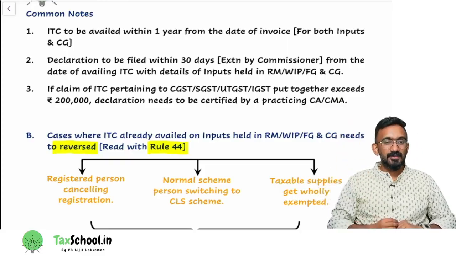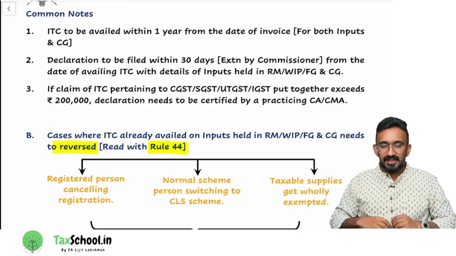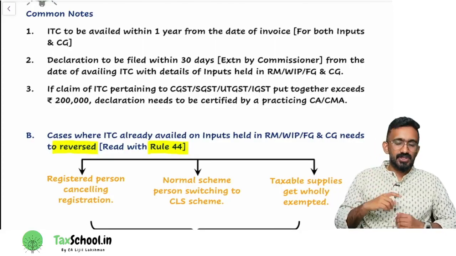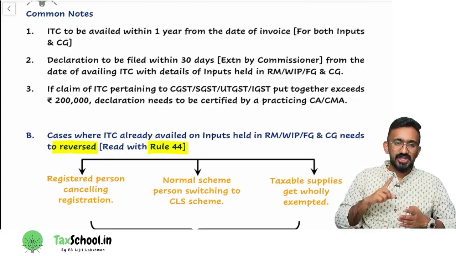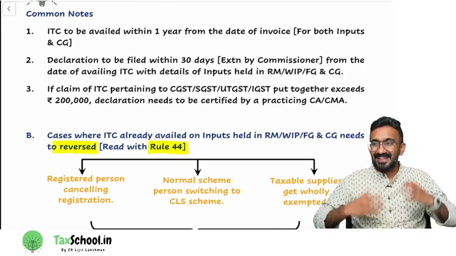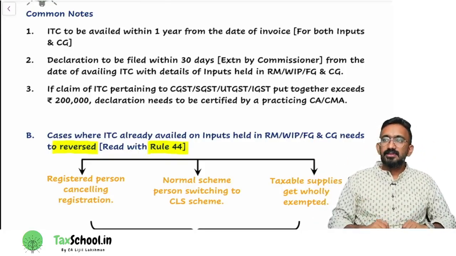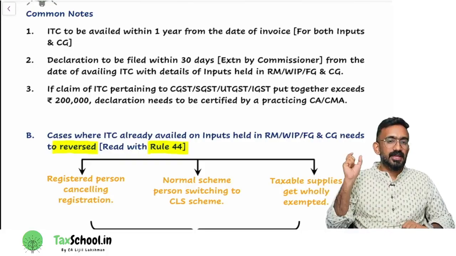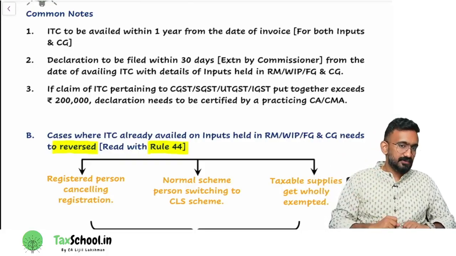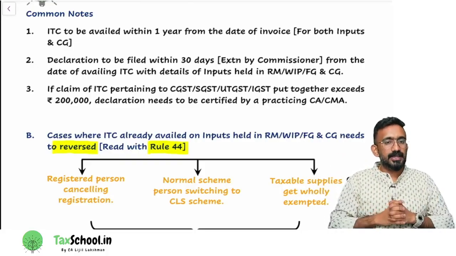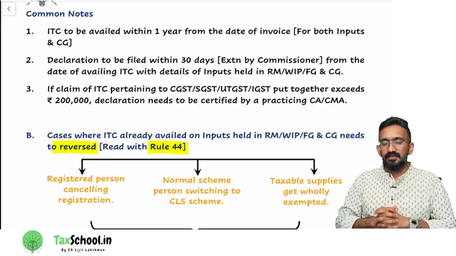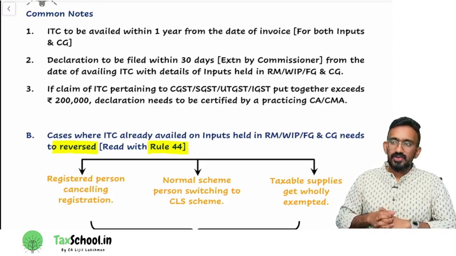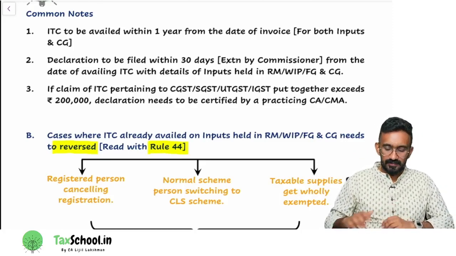Point number three, they are putting trust on a professional. They said, if your total claim, CGST plus SGST plus UTGST plus IGST put together, is exceeding 2 lakh, the declaration needs to be certified by a practicing CA or CMA. Total credit that you're now claiming is more than 2 lakh, you have to get it certified by a practicing CA or CMA. That is the next provision.